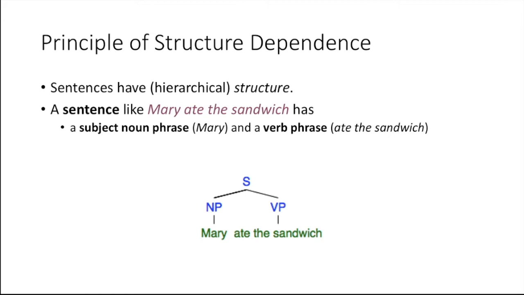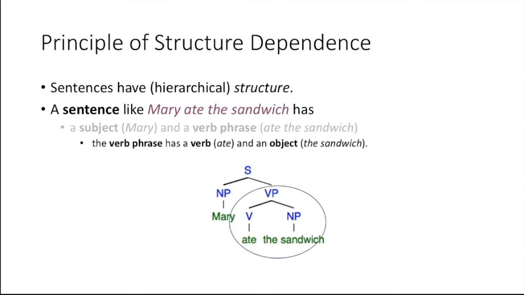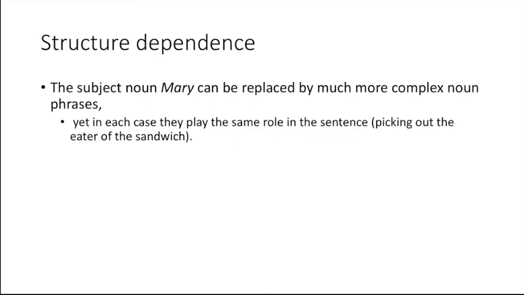It has a subject noun phrase, Mary, and then a verb phrase, ate the sandwich. And furthermore, the verb phrase is composed of a verb and an object. These two form the verb phrase, ate the sandwich. Now, the subject noun, Mary, can be replaced by much more complex noun phrases. But in each case, they play exactly the same role in the sentence, picking out the eater of the sandwich. And it doesn't matter how complex or how simple they are, as long as they can play the same role, they're going to be okay.